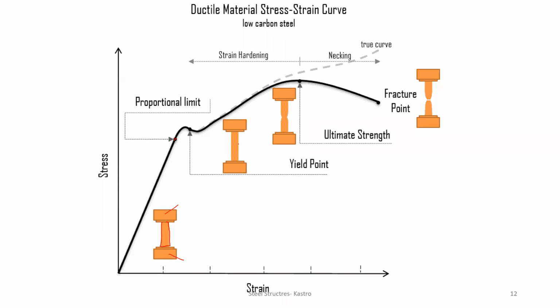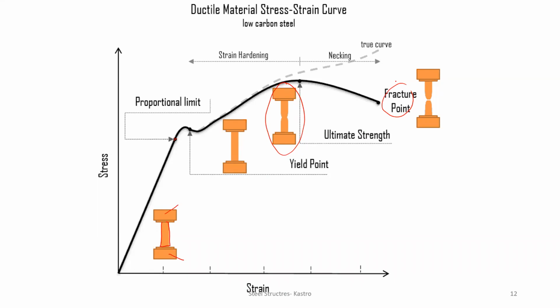But the ultimate point talks about the maximum load a structure or a member can carry. Here you can see both the upper yield point and the lower yield point getting formed at the junction of the member. And ultimately you have the breaking point, which is called the fracture point. Like this, you know, the typical stress strain curve of a mild steel.